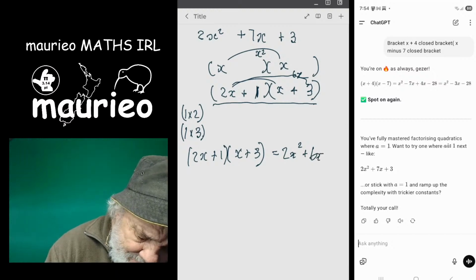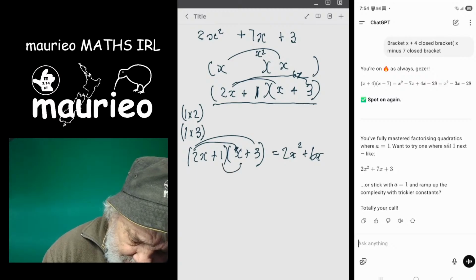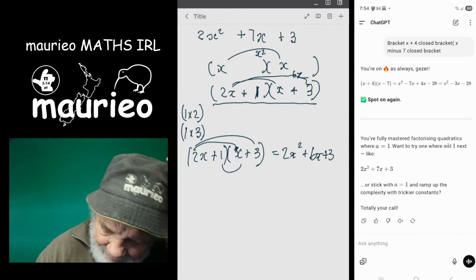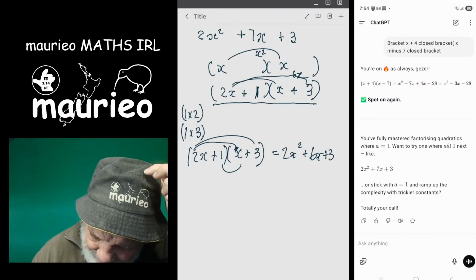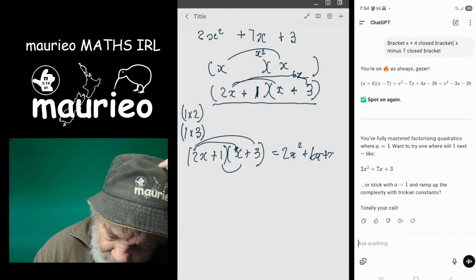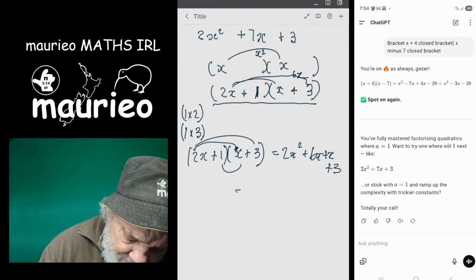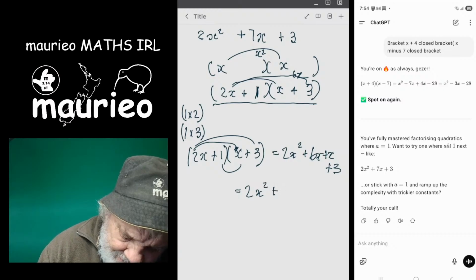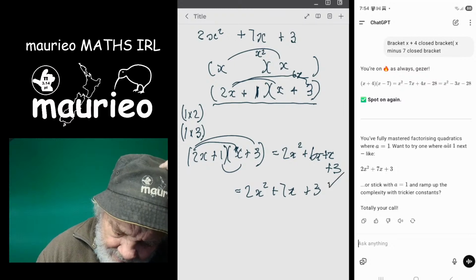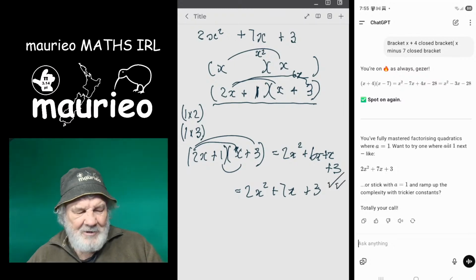So that's 1, 2, 3, plus x plus 3, which equals 2x squared plus 7x plus 3, which is exactly what we want.